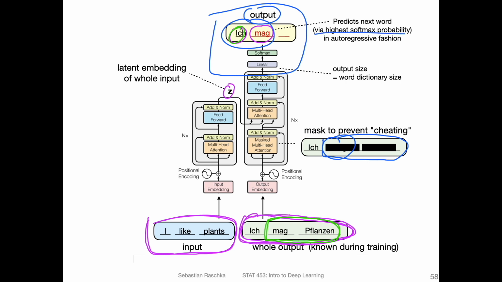So it's chosen by the highest softmax probability in an autoregressive fashion, which means essentially one word at a time. And the output size of this linear layer is the word dictionary size, like I mentioned, which goes to the softmax for normalization. And then we pick the largest one, and then the learning is via cross entropy here.